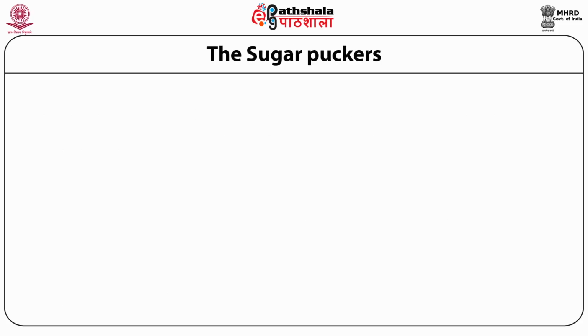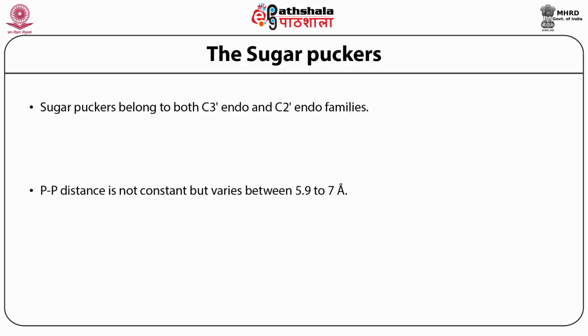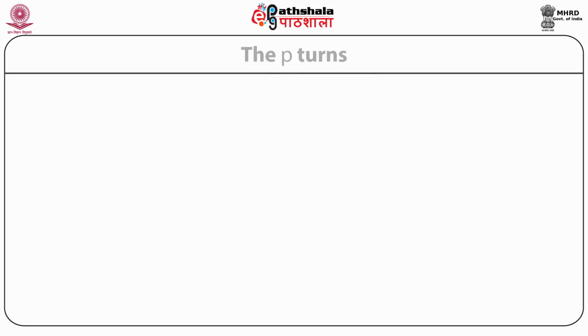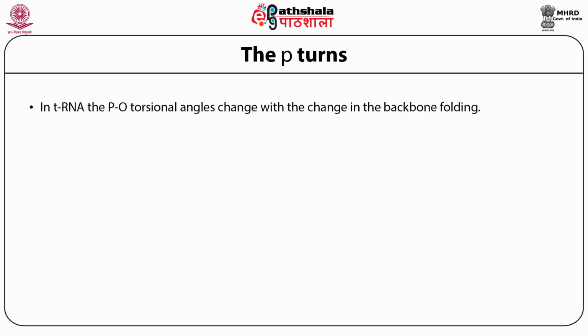The sugar puckers in the case of tRNA belong to both C3' endo and C2' endo families. The PP distance is not constant but varies between 5.9 to 7 angstrom. Change in pucker angle is noted at interaction sites involving A9, G19, M7G46 and M1A58. In tRNA, the PO torsional angle changes with the change in backbone folding.